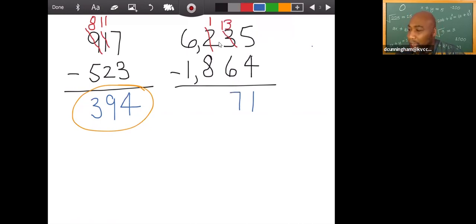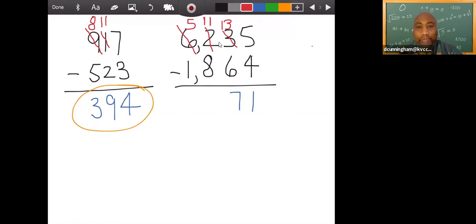Now let's look at the hundredth position. Now remember, we had that red 1. It's not a 2, it's a 1 now. It'd be 1 minus 8. Notice the 1, which is on the top, is less than the 8. So we're going to have to borrow again. In this case, we borrow from our 6. Our 6 becomes what? A 5. And then this will become an 11.